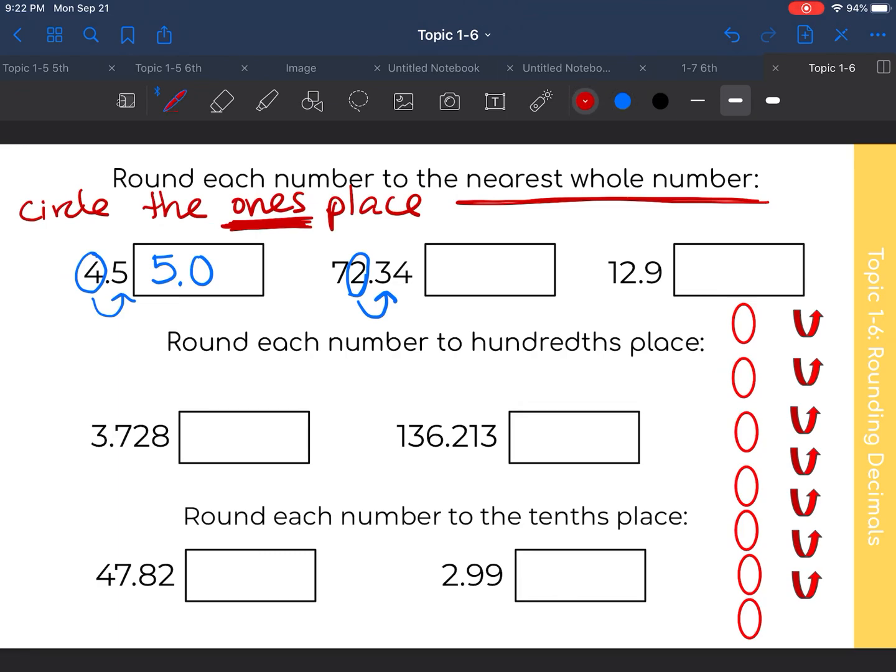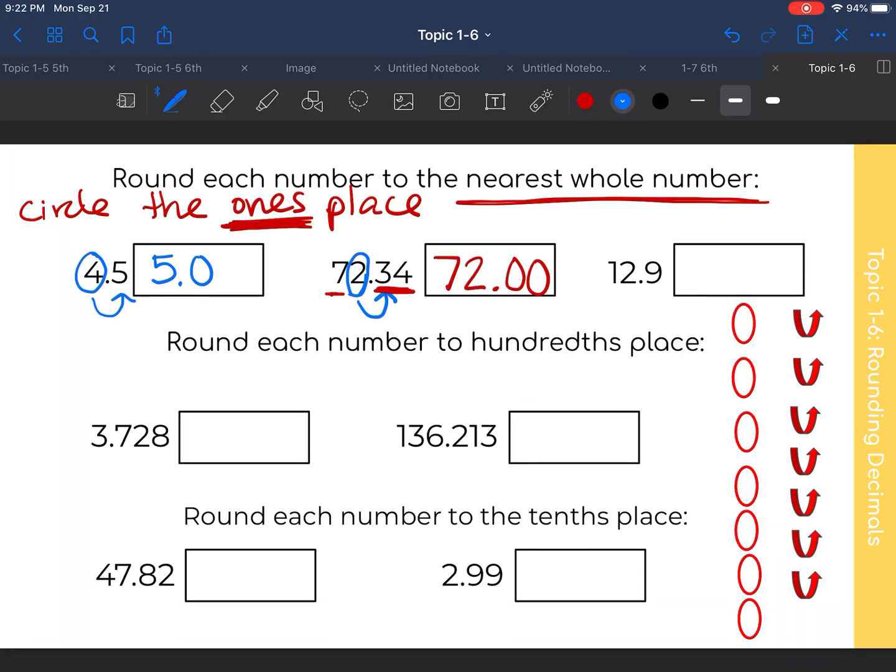So digits in the front, meaning that 7 in the front, stays the same. The 2 stays the same. We didn't bump it up. All digits behind, meaning this 3 and this 4, zeros their name. All right, and the last one, round to the nearest whole number.